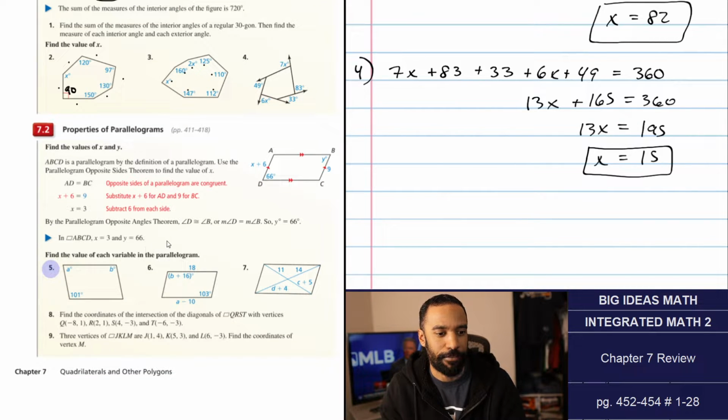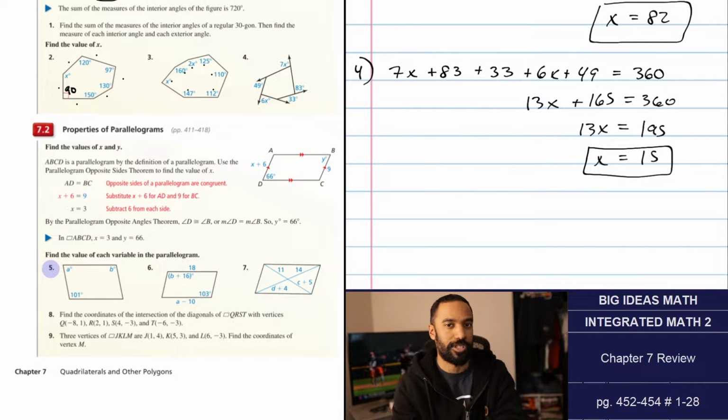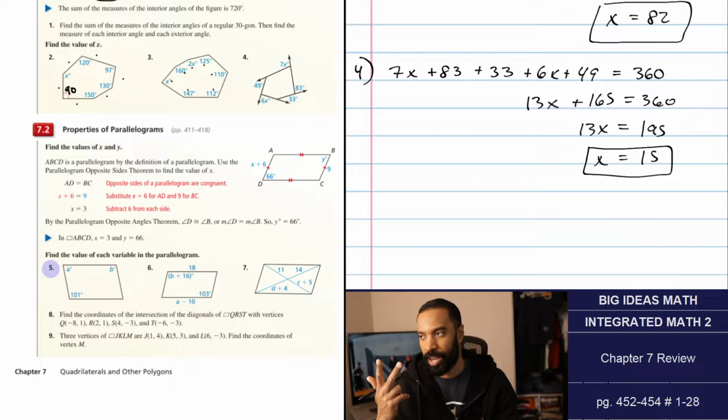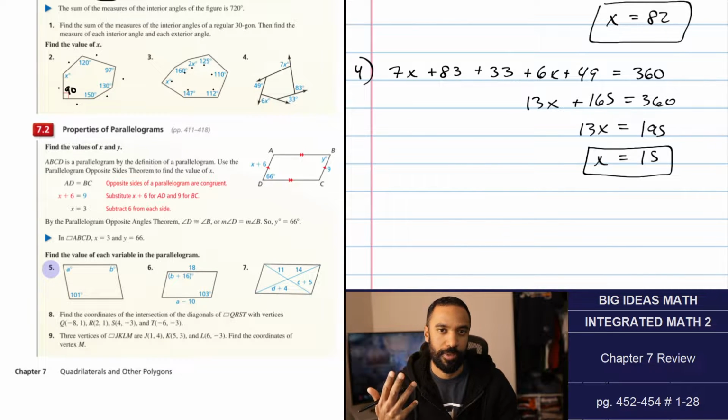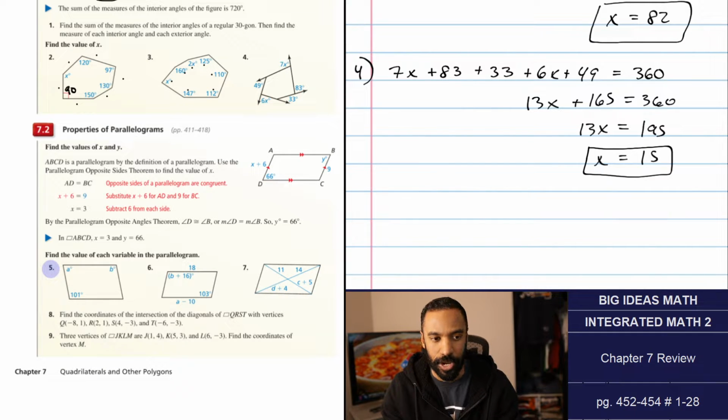Before we hit numbers 5 through 9, let's look at what section 7.2 has to offer. In section 7.2, properties of parallelograms, we start to learn some things about what a parallelogram is and what is true about parallelograms as a result. By definition, opposite sides are parallel in a parallelogram, but by virtue of that, opposite sides will also be congruent, opposite angles will be congruent, consecutive angles will be supplementary, and diagonals, like in number 7, will bisect each other, which means they're splitting each other in half, intersecting right at the middle of one another.